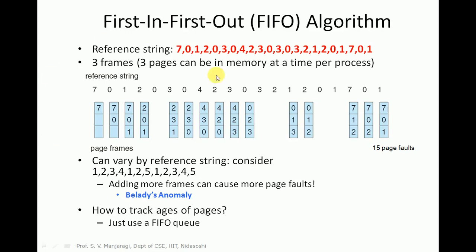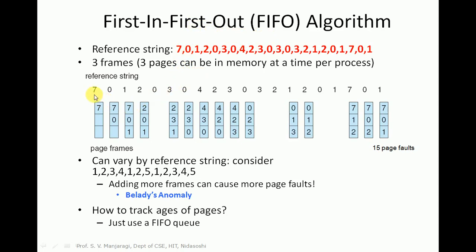Now let us see how this first in first out algorithm works here. The technique is very simple. The page replacement method is very simple. The page which is referenced first will be replaced first. It is something like a queue. It means the older pages are replaced first here.